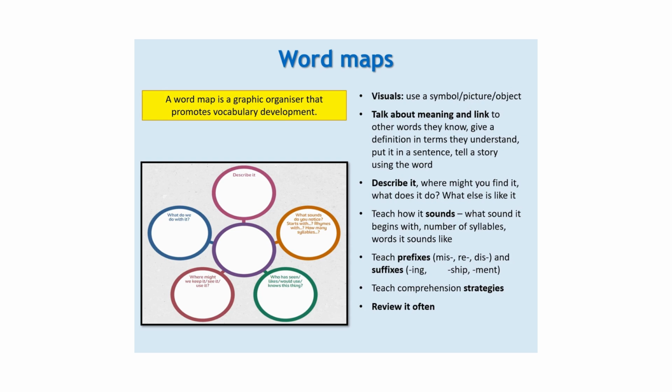Visuals. Use a symbol or picture or object. Talk about the meaning and link to other words they know. Give a definition in terms they understand. Put it in a sentence and tell a story using the word. Describe it, where you might find it, what does it do, and what else is it like.